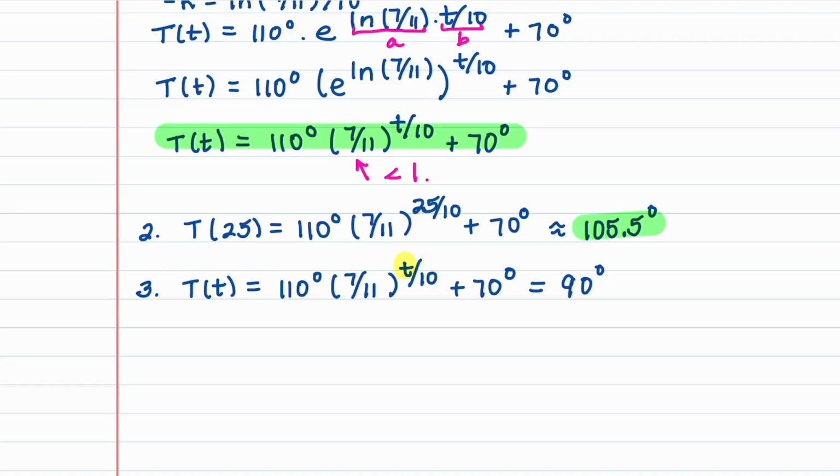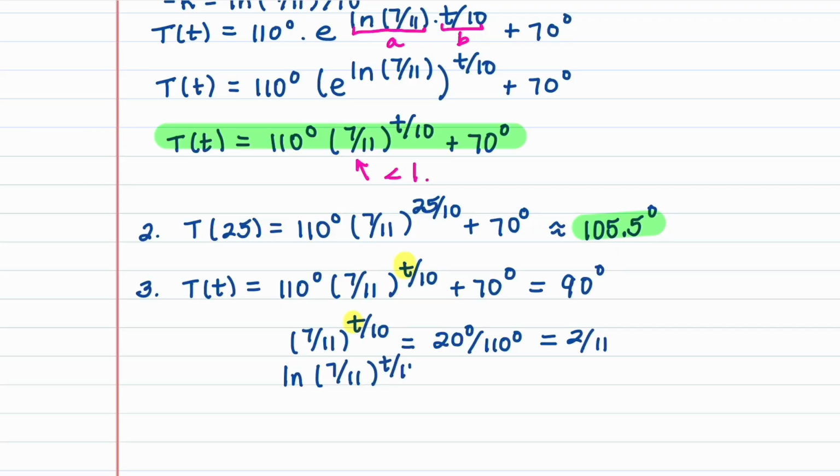Let's go ahead and pull the 70 to the right and divide by 110. This gives us 7 over 11 to the t over 10 is 90 minus 70, which is 20. And we're going to divide that by 110. So this gives us 2 over 11. Now to solve for t, we need to get it out of the exponent. So I'm going to take the natural log of both sides. This gives us natural log of 7 over 11 to the t over 10 is equal to the natural log of 2 over 11.